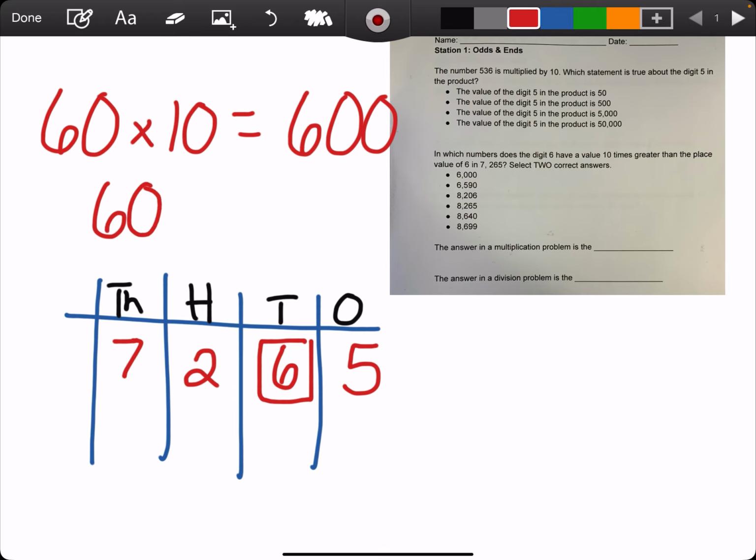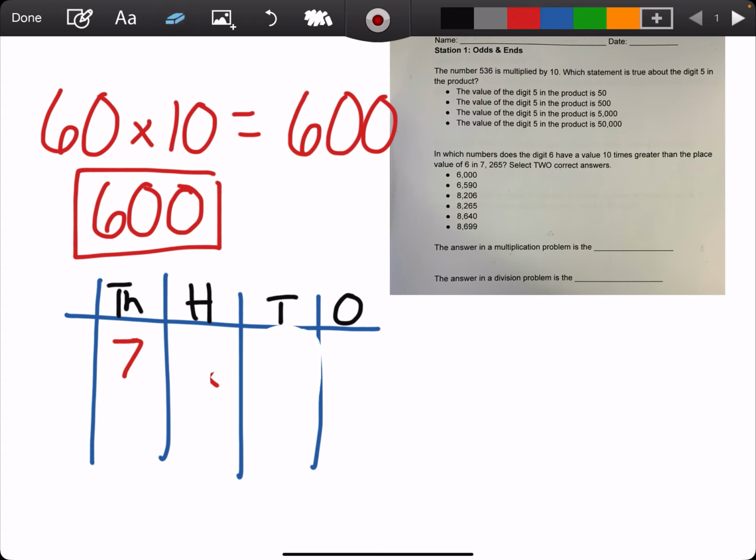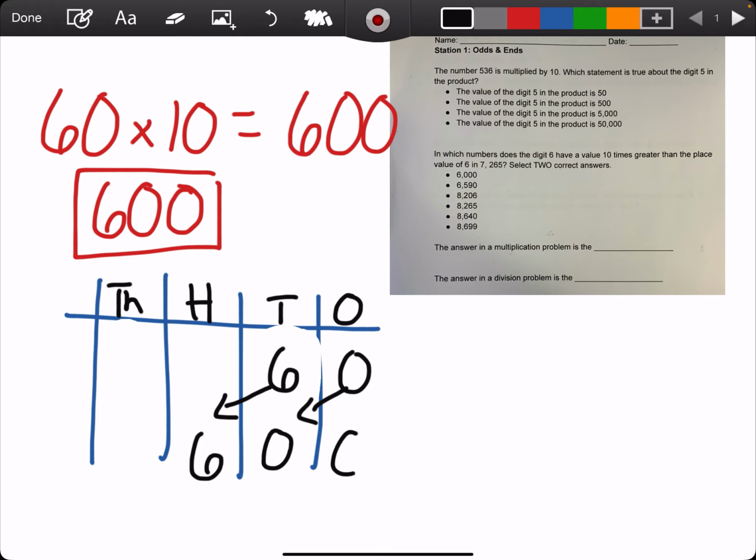Whenever you multiply a number by 10, we're adding a 0 to the end. So that is 600. Or I could put it in my place value chart. 60 times 10. Multiplying by 10, I'm going one place value to the left. 6, 0, and put the 0 there, is 600.